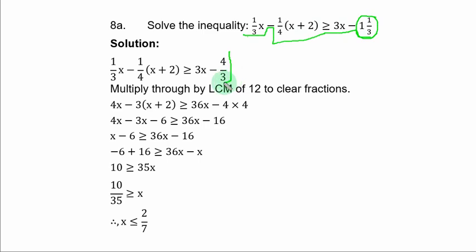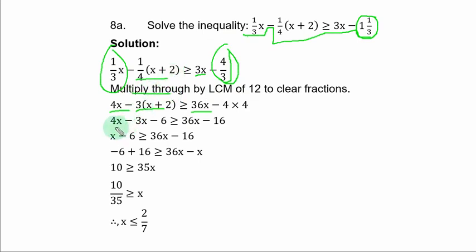Multiply through by the LCM of 12 to clear fractions. If you multiply the first term by 12, 12 divided by 3 is 4, 4 times 1s, you have 4s minus. If you multiply the second term by 12, you have 3(s plus 2). If you multiply 3s by 12, you have 36s, and you multiply this by 12, you are left with 4 times 4. So let's open this bracket.